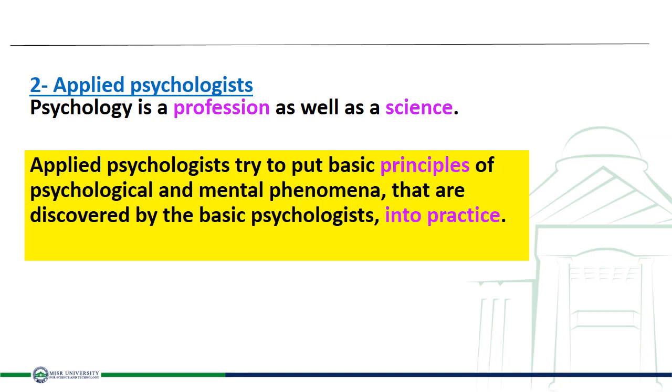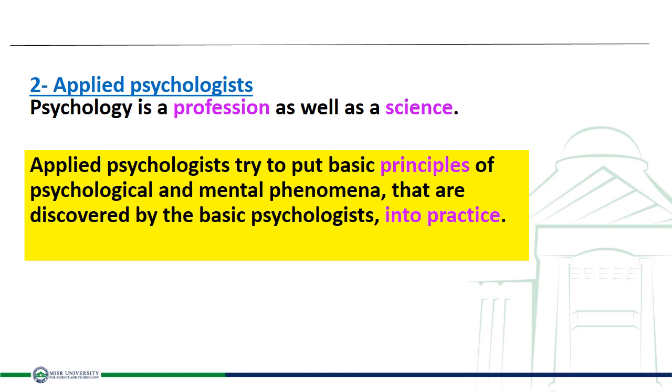But before introducing the definition of applied psychologist, we have to say that psychology is a profession as well as a science. What do we mean by a profession? A profession means a paid occupation, especially when that involves prolonged training and a formal qualification or qualifications. I mean, he is choosing the profession of applying psychology.